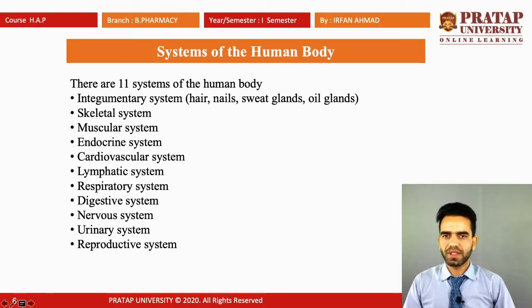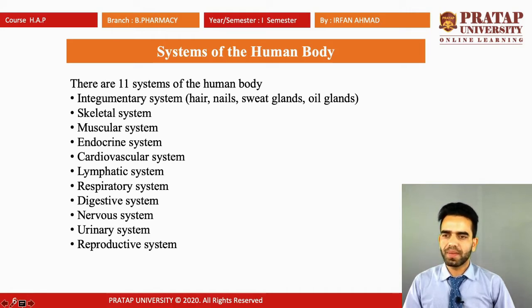Now there are the systems of the human body. There are 11 systems. First is the integumentary system. It includes our hair, our nails, our sweat glands, and our oil glands. Second is the skeletal system. This involves the bones of the appendicular system and the bones of the axial system. All this is included in the system called the skeletal system.